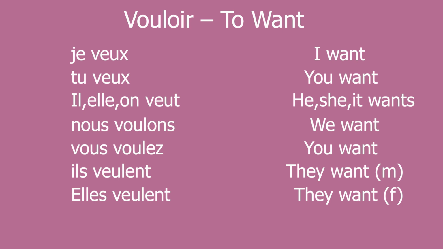So now again, as you see with the third group, every single pronoun and the verb endings are different. Okay, with veux, je veux, tu veux, there's an X. And the third person singular, there is a T at the end. Nous voulons, ONS. Vous voulez, EZ. And ils veulent or elles veulent, there's an ENT at the end.